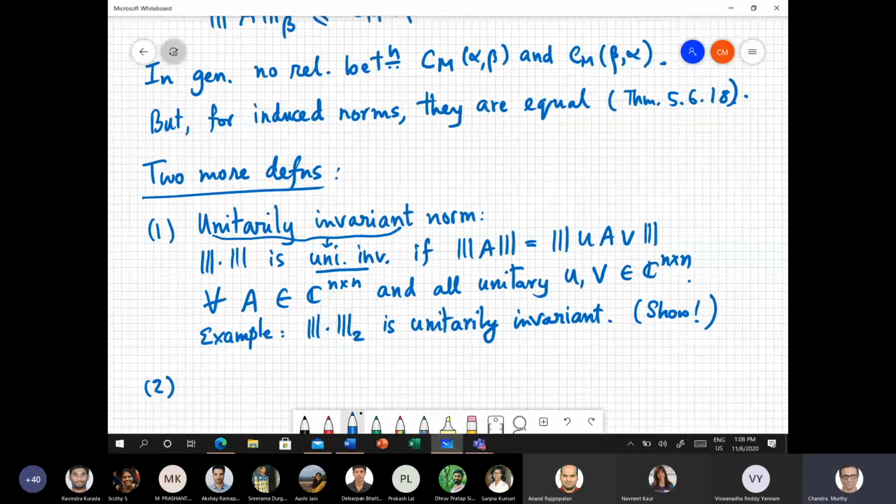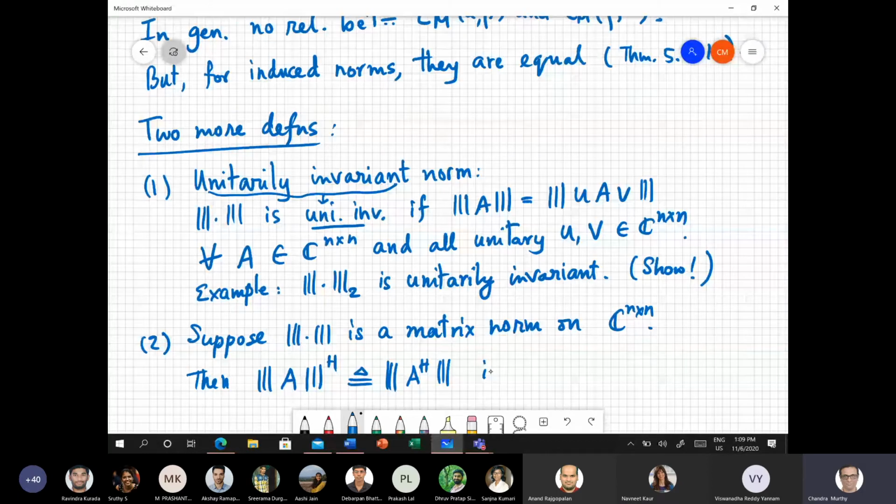The second definition is: suppose the norm is a matrix norm on C to the n cross n. Then this is a new function I'm defining with an h on top, which is defined to be the norm of A Hermitian. It is also a matrix norm.